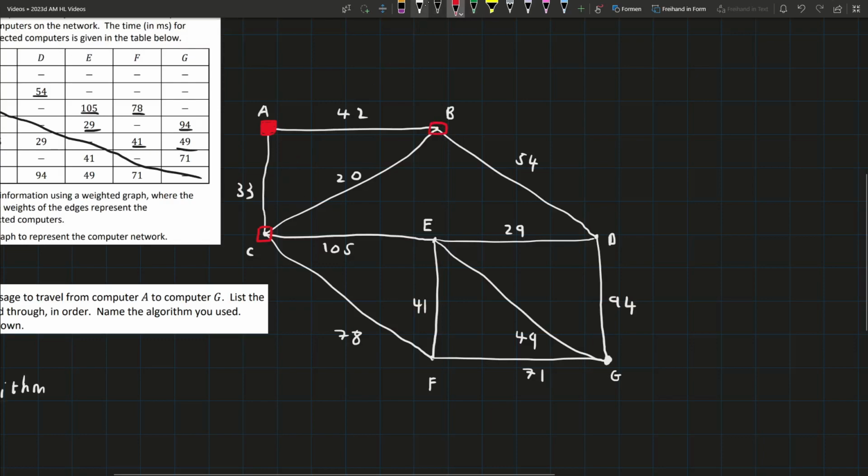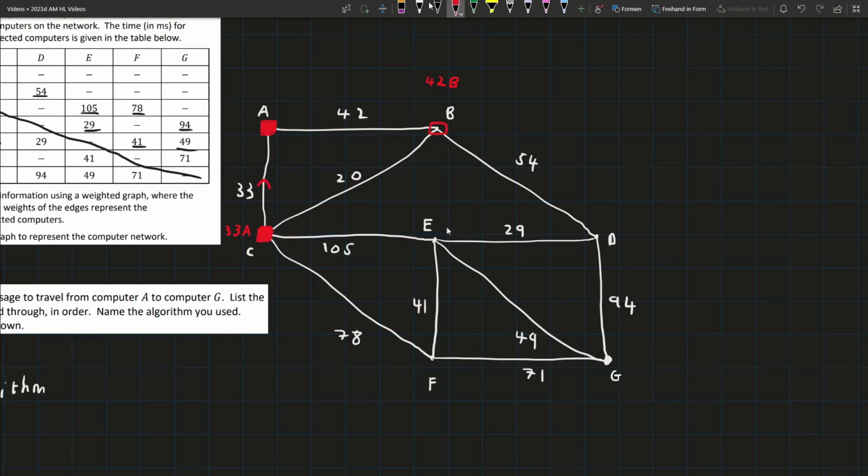And then we're going to look at the distances to get to A from those boxes. So for C, it's going to be a distance of 33 to get to A, and for B, it's a distance of 42 to get to A. Then we choose which one is better out of our boxes that haven't been completed yet. Well, it's obviously C, so we color in C to say that we're done with it. Then we draw an arrow back to A.